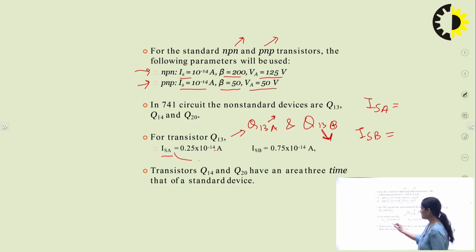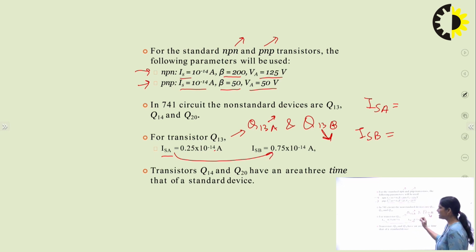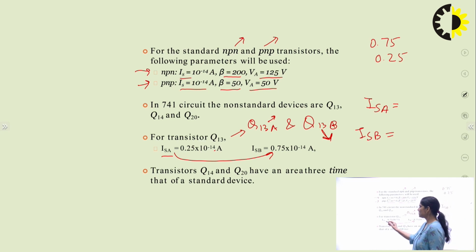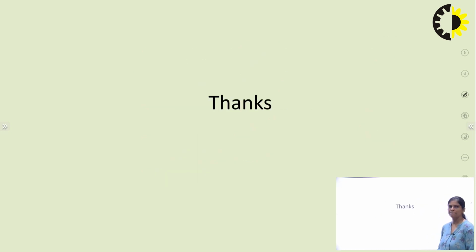Because these two saturation currents for A and B are in proportion of 0.25 and 0.75, the saturation current for transistor Q13A is 0.25 into 10 to the power minus 14 ampere, and in proportion of 75%, ISB is 0.75 into 10 to the power minus 14 ampere. Now transistors Q14 and Q20 have an area 3 times that of the standard device. Now thanks.